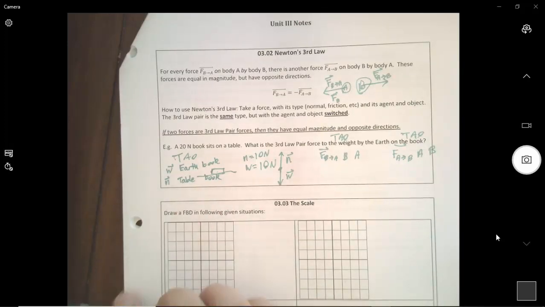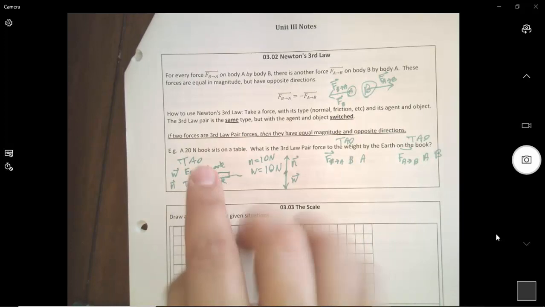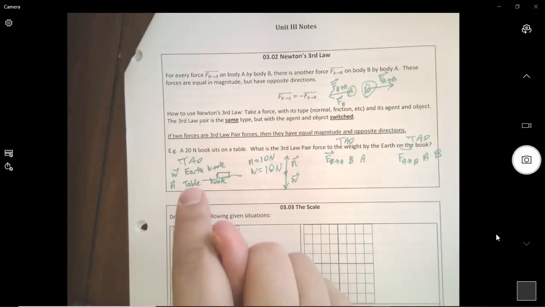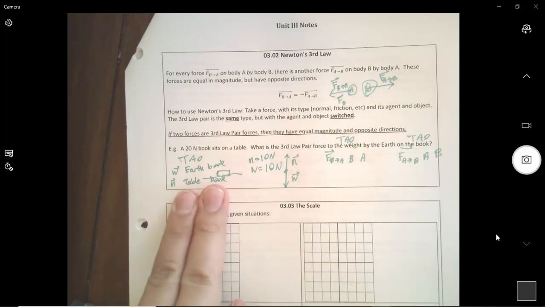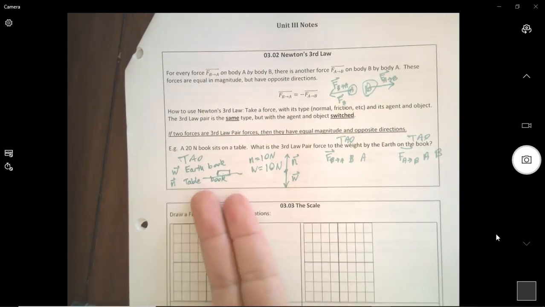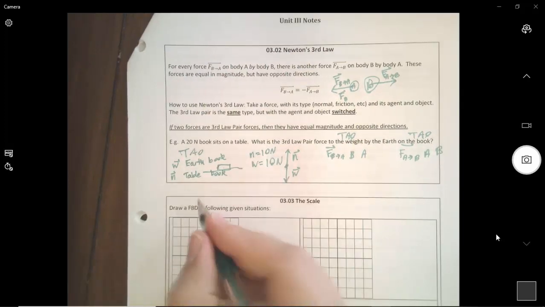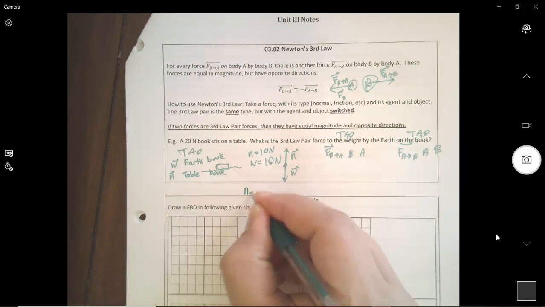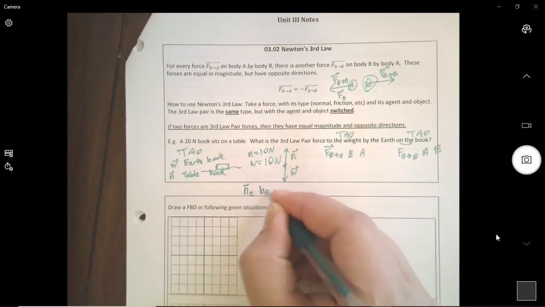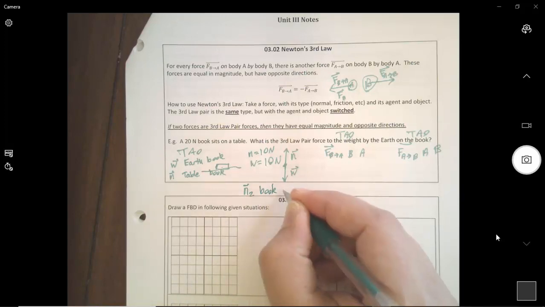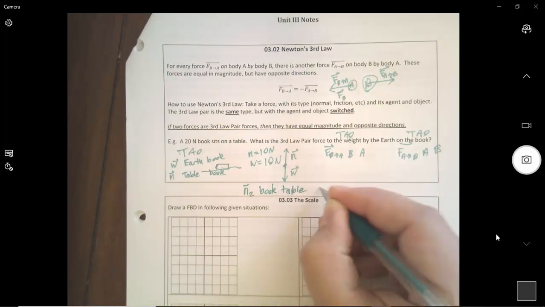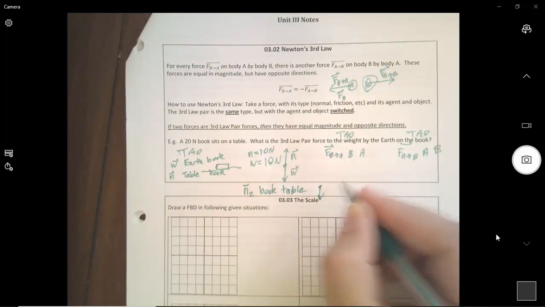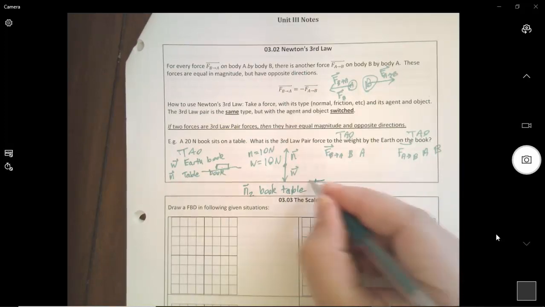What is the Newton's third law pair to the normal force by the table on the book? Well, we take those two nouns, we flip them, and the Newton's third law pair would be normal force by the book on the table, and it would be a downward pointing force on the table.